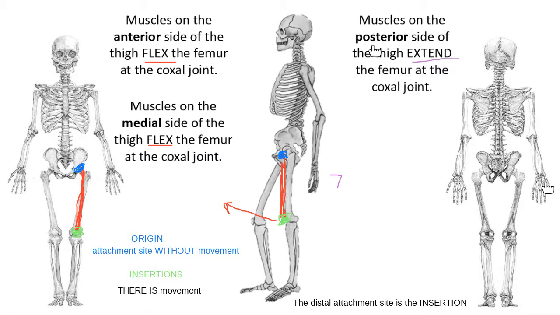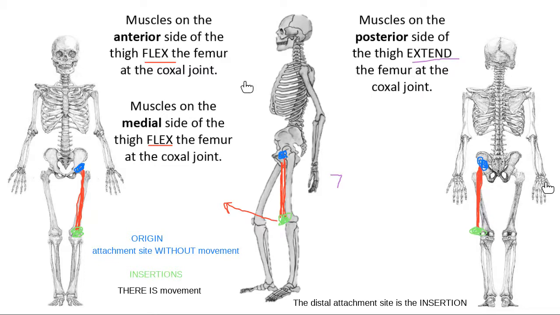If I live on the back side, I'm going to pull it backwards. I'm going to extend it. So let's draw a little muscle. We're going to draw our muscle back here called biceps femoris. Biceps femoris here on the back side. In biceps femoris, my origin is up here at the top. My insertion is down here on the bottom. I'm on the back side of my skeleton.